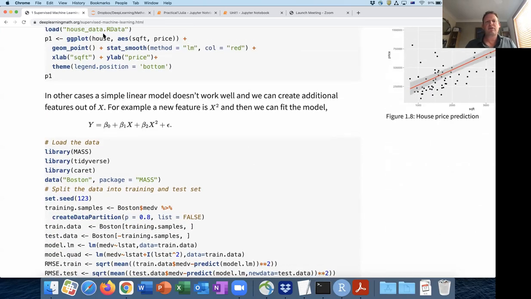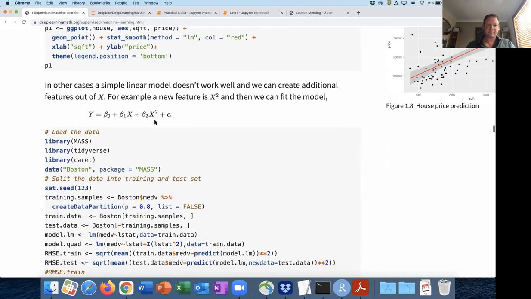But then you can also create an additional feature. Sometimes you create the feature yourself, and people in machine learning call this feature engineering. So you might say, hey, let's add another feature, and that feature would be the square of the house size. I mean, you've seen this fitting a parabola before, okay? But you can also do it in very high dimensional cases.